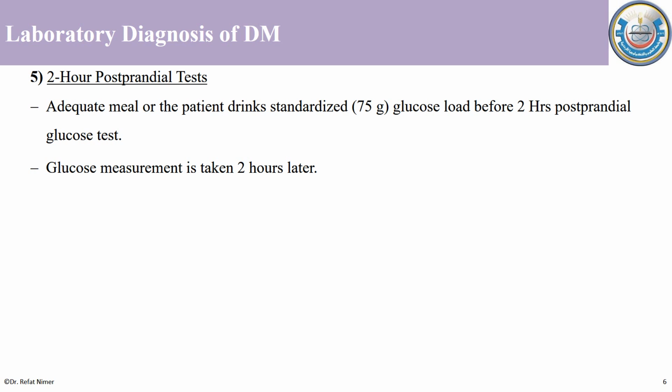Or sometimes the patient comes to the lab fasting, and then you give the patient 75 gram glucose, wait for 2 hours, then take blood from this patient and measure it after 2 hours of taking 75 gram glucose.